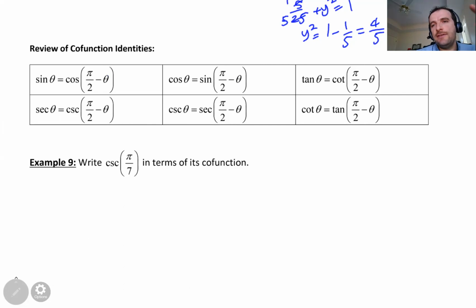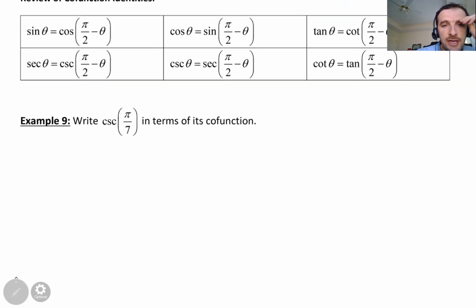And you should also check whether the original function is negative or positive in that quadrant. But in this case, if theta is an acute angle, these are all in the first quadrant, so they're all positive, okay? And this is also true for tangent, cotangent, secant, and cosecant. All right, let's look at this example.